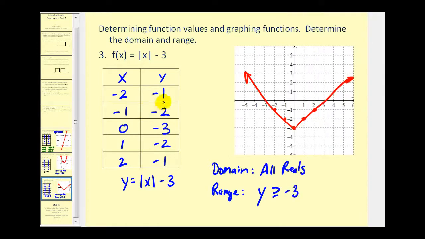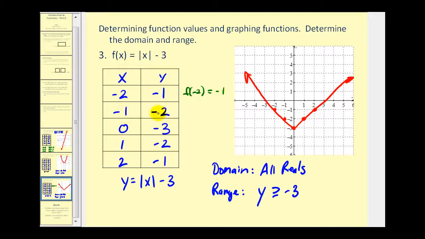Before we finish, let's go ahead and go back to these ordered pairs and represent them using function notation. When x is -2, y equals -1. So using function notation, we would say f of -2 equals -1. When the input into the function is -2, the output is -1. The input is x and the output is y.